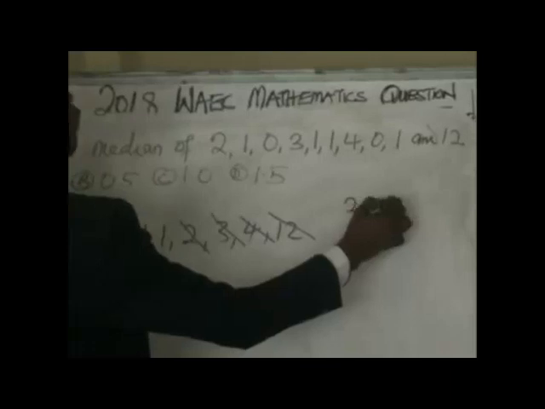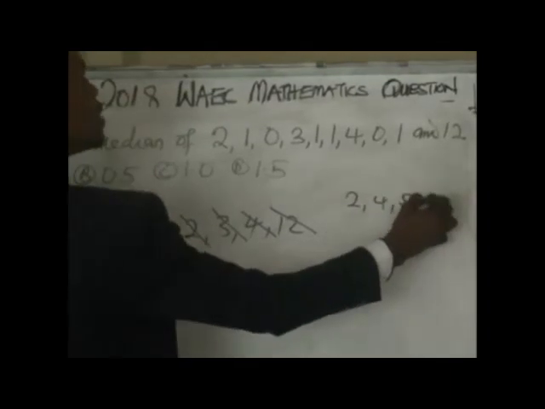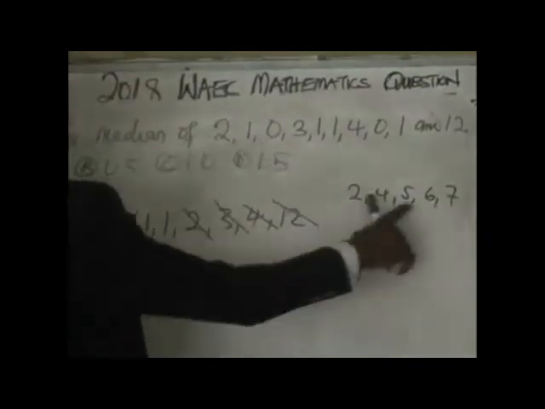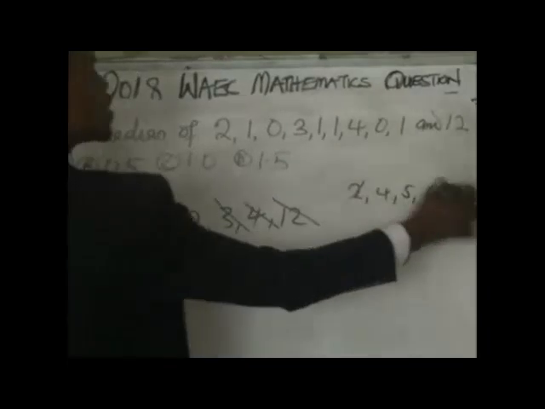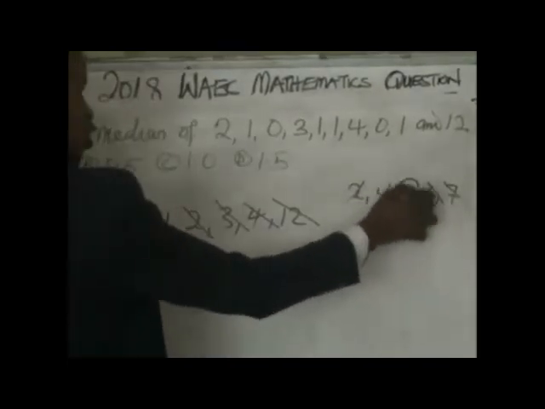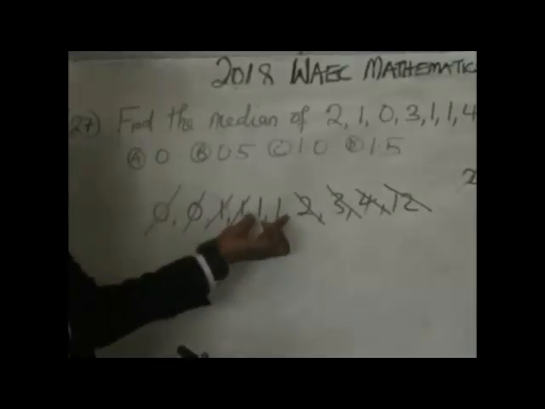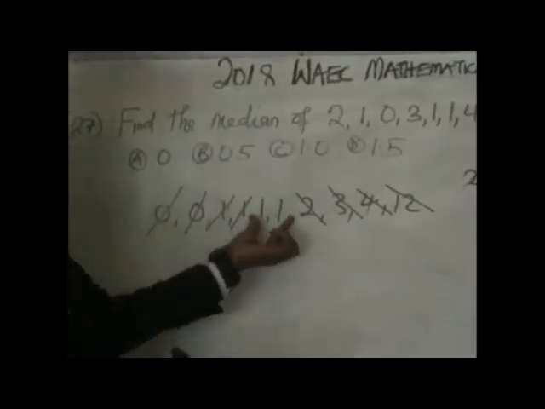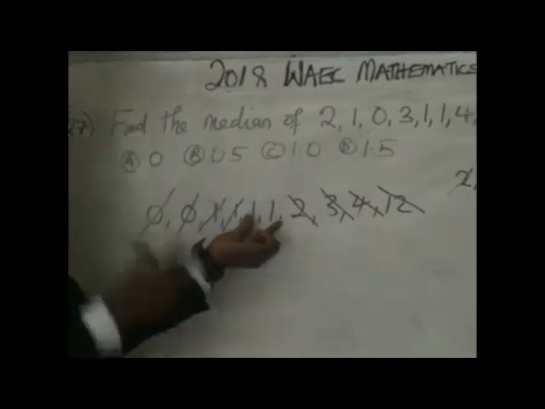Let me say, for example, you have something like 2, 4, 5, 6, 7. Now you want to find the median. The median, you cancel this, you cancel this, you cancel this, you cancel this. You just get a single number. But if after the cancellation you discover that it's 2 numbers that are in between, what you will do is to add up the numbers and divide it by 2.